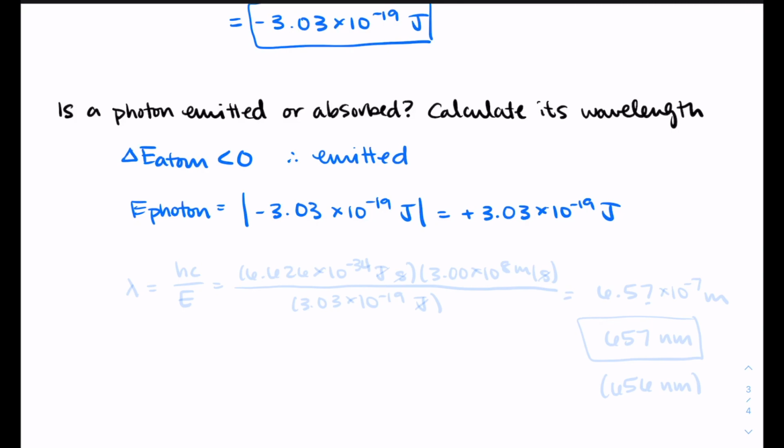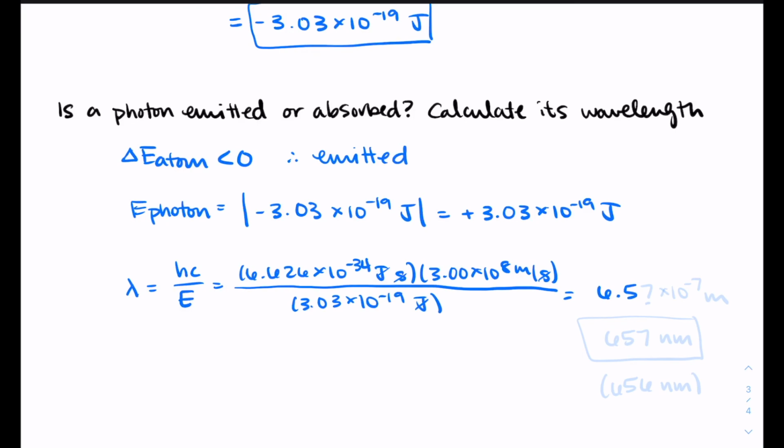And then this is asking us to calculate its wavelength. So the energy of the photon will be the absolute value of the delta E of the atom. So my photon energy is positive 3.03 times 10 to the minus 19th joules. And then I've just got the rearranged equation that relates wavelength and energy here. I need hc over the energy, where h is a constant, c is a constant, and then I'm plugging in my energy value. And this would give me 657 nanometers, which is really quite close to that 656 nanometers that we saw in the hydrogen atom example.